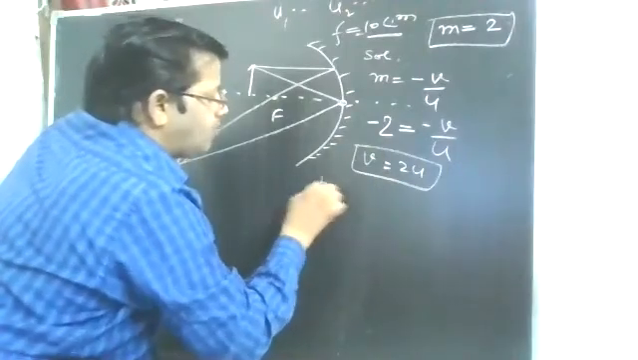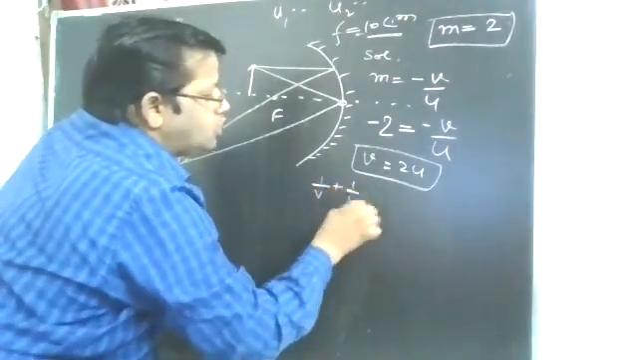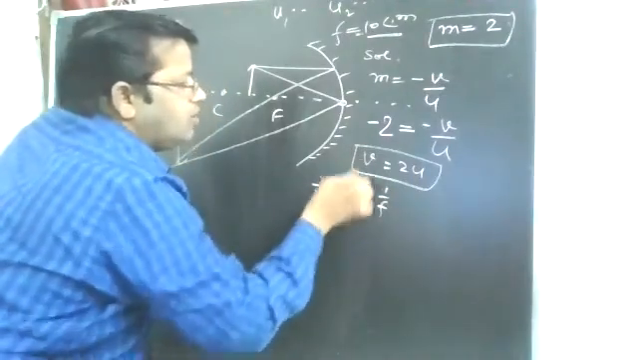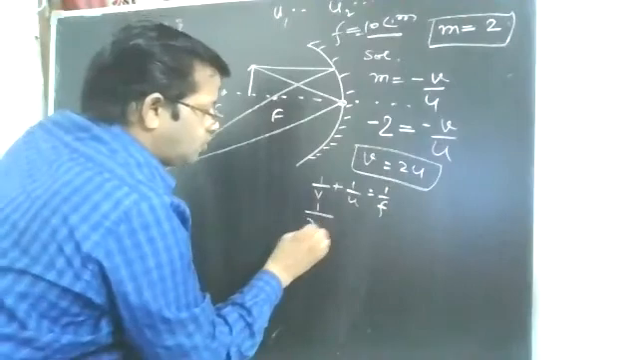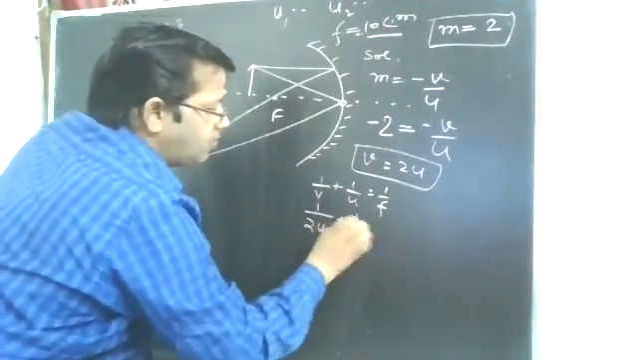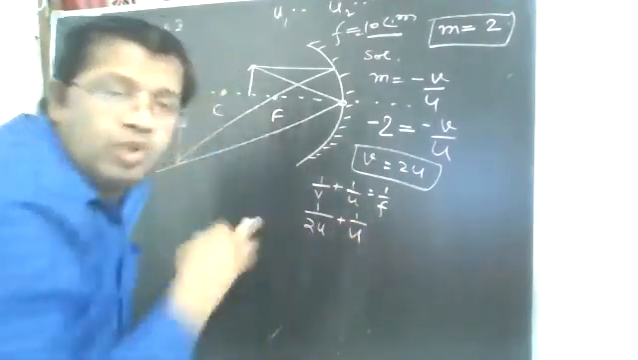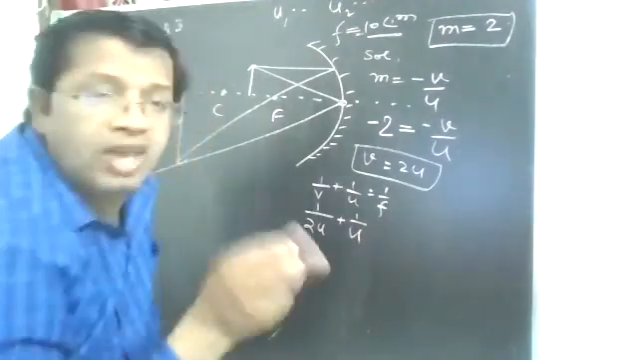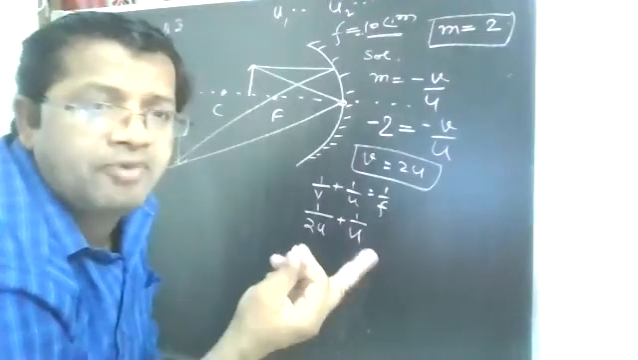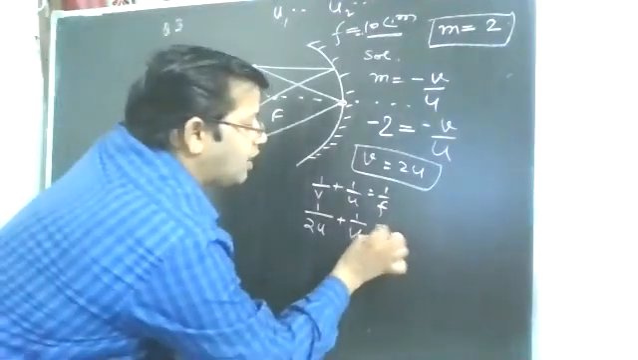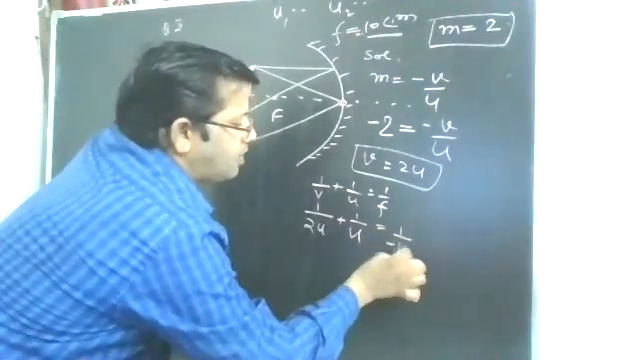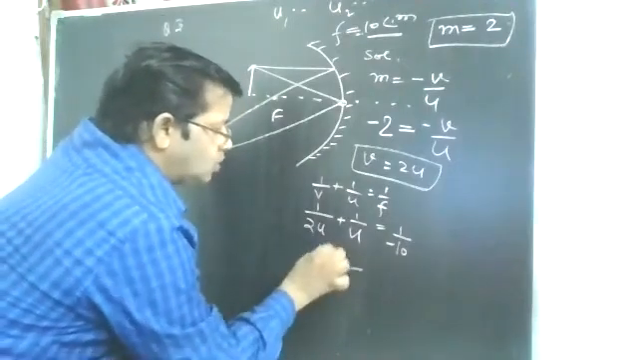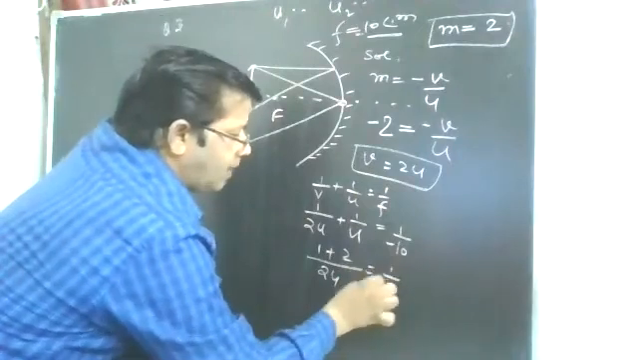In the mirror formula, 1 by v plus 1 by u is equal to 1 by f. What is v? v is equal to 2u. So 1 by 2u plus 1 by u. Don't take u negative here, because we have to determine the distance u of the object. So if the object distance is to be found, then don't take it negative. Focal length is negative for a concave mirror. Now solve this: 1 by 2u times (1 plus 2) is equal to 1 by minus 10.